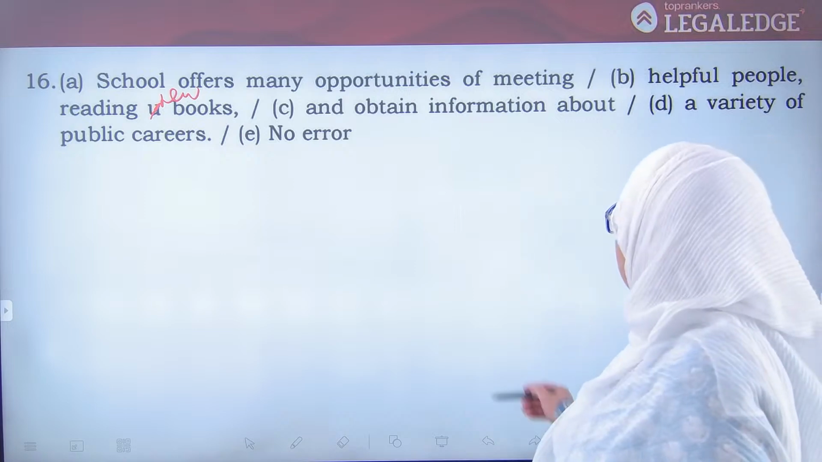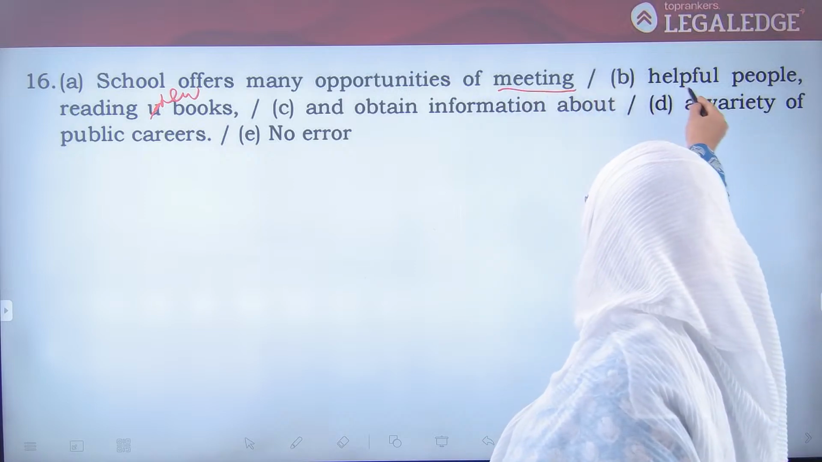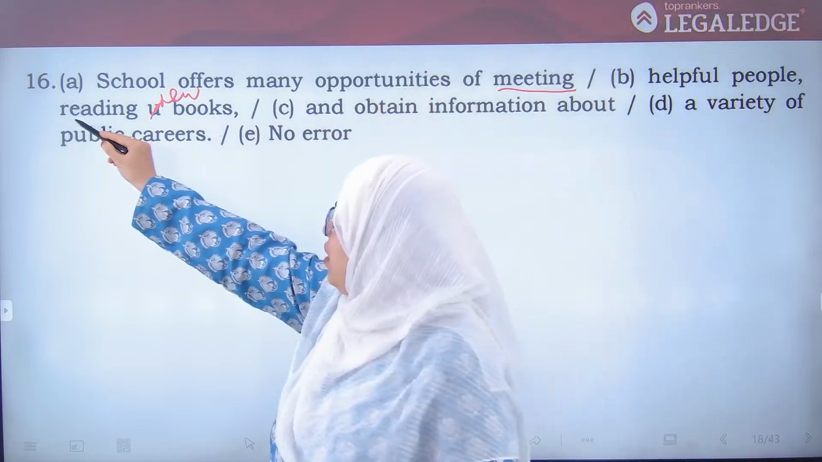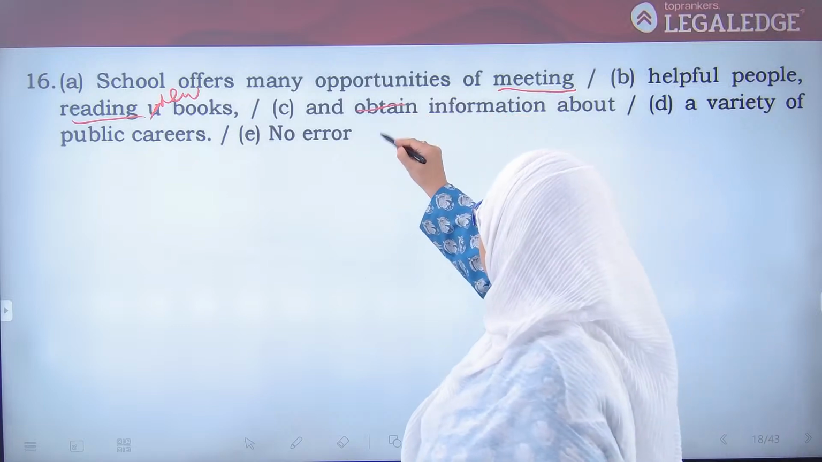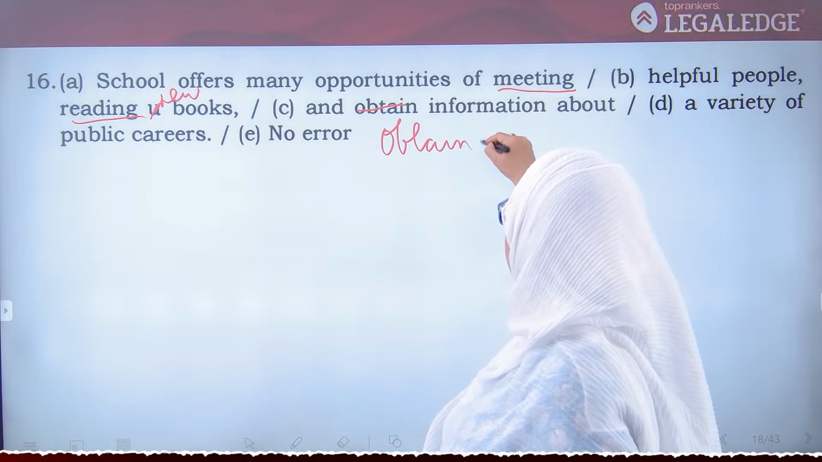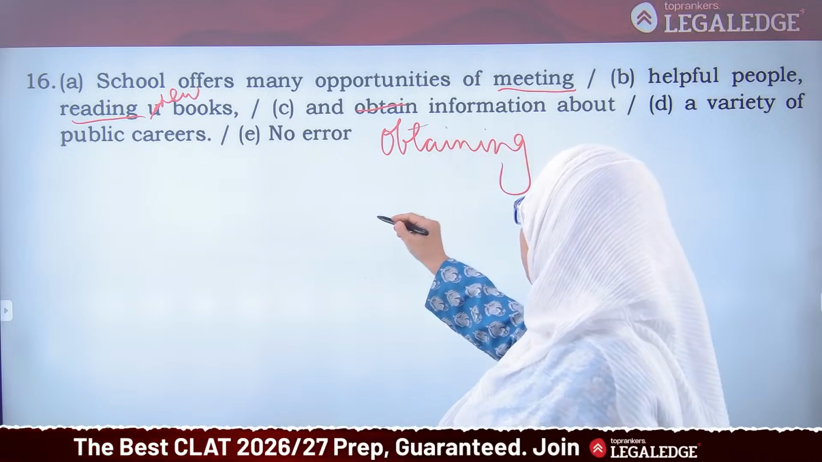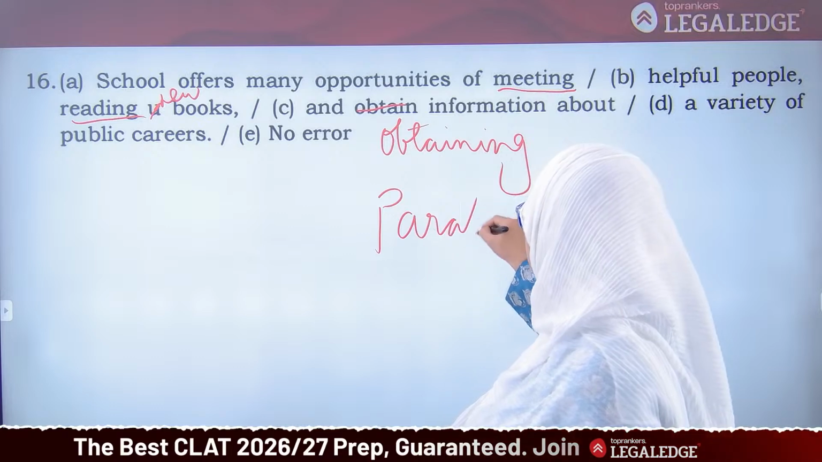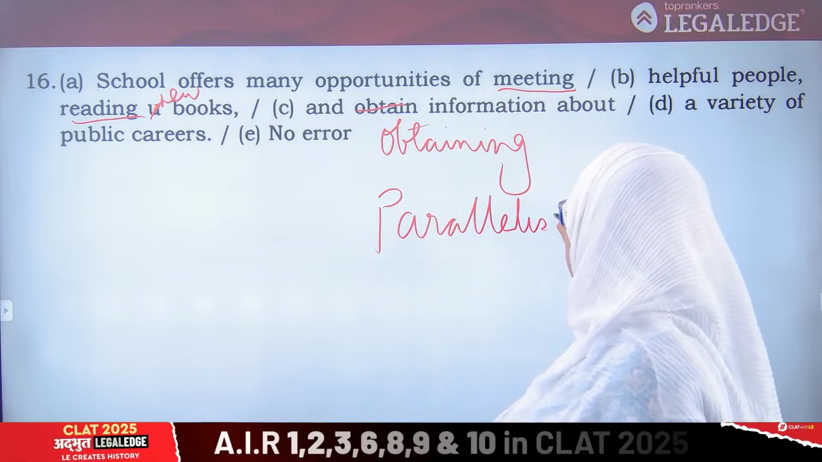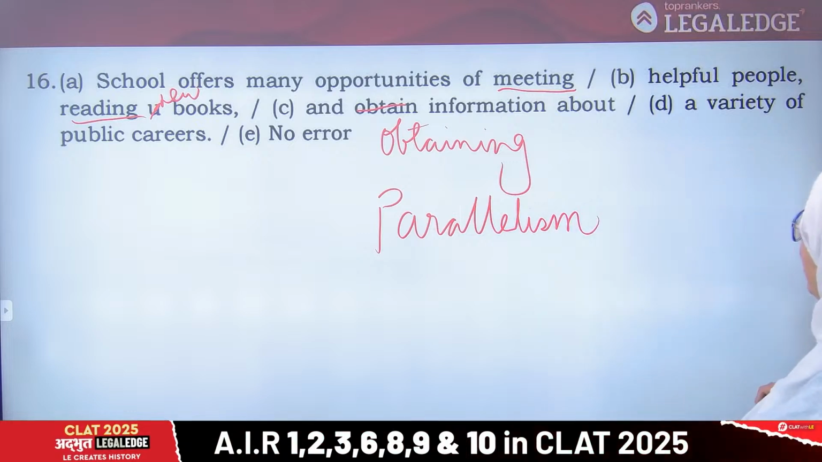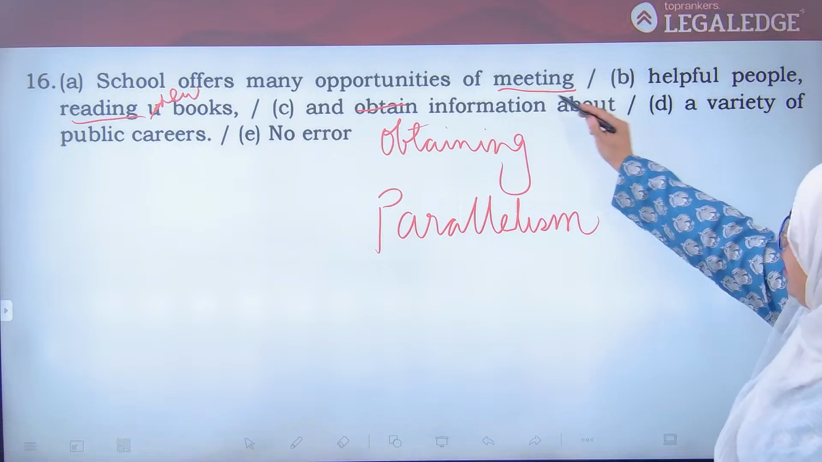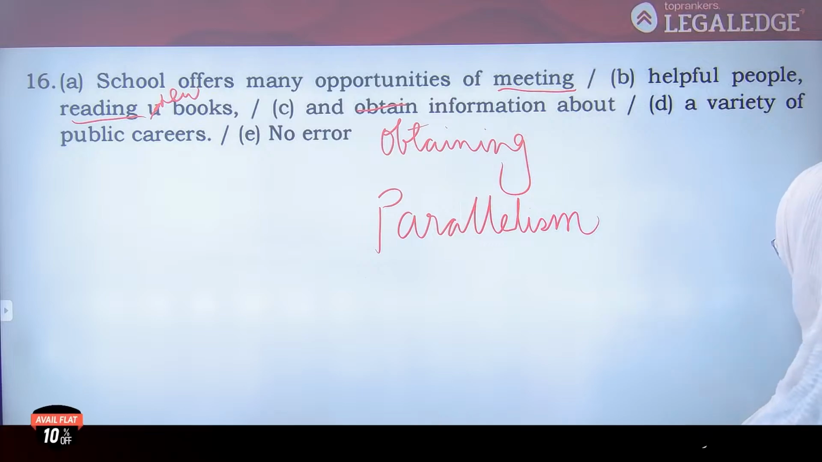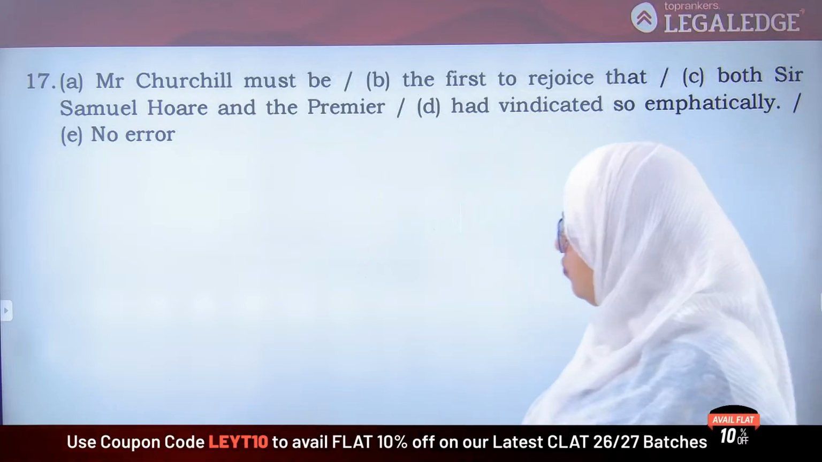All right. Opportunities of meeting helpful people, comma, reading, verb in ing form, new books, and it has to be obtaining, gerund, gerund, gerund. So the error is around parallelism. We're supposed to follow parallel structure and obtaining information about a variety of public careers. Meeting, reading, and obtaining.